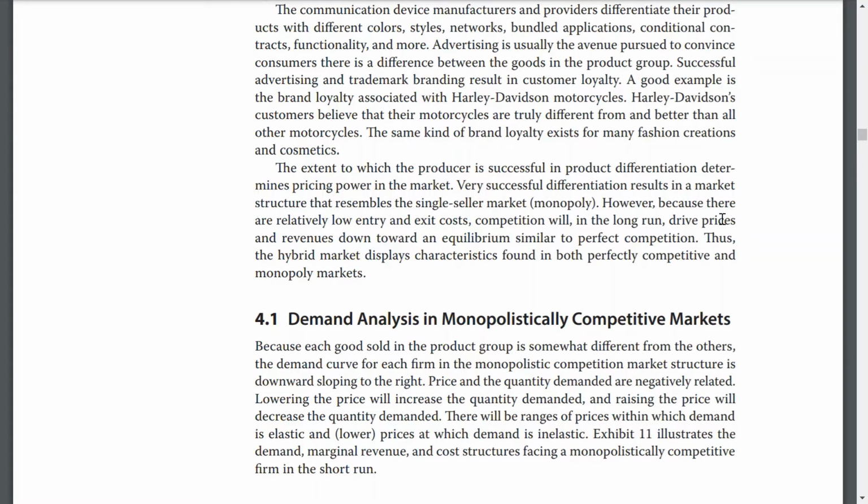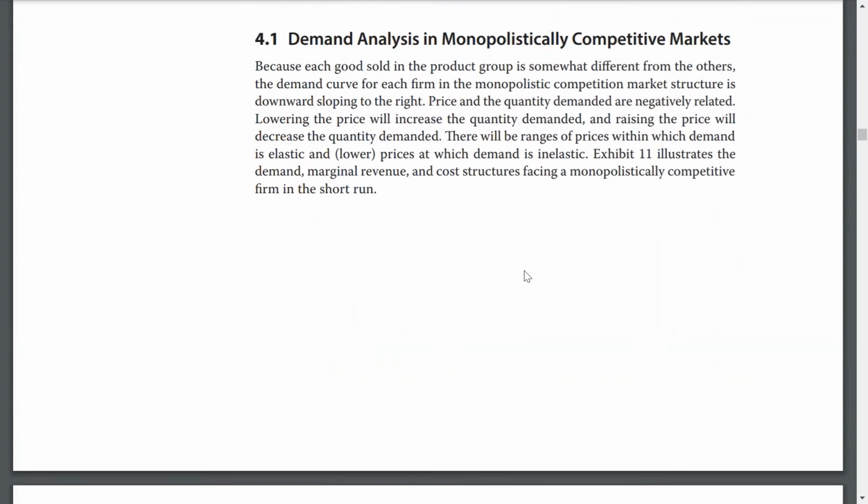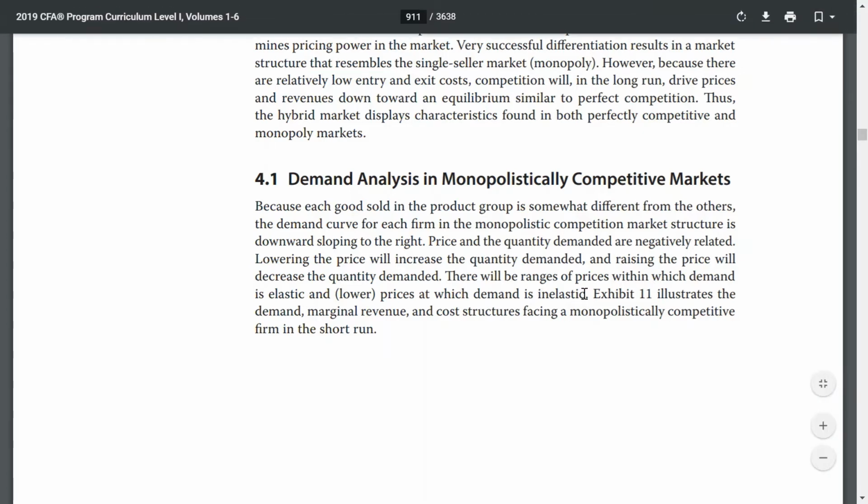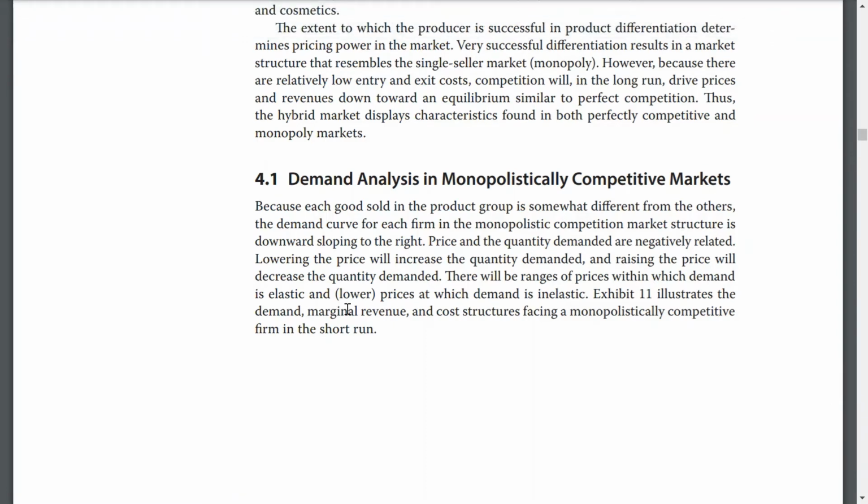4.1 Demand analysis in monopolistically competitive markets. Because each good sold in the product group is somewhat different from the others, the demand curve for each firm in the monopolistic competition market structure is downward sloping. Price and quantity demanded are negatively related. Lowering the price will increase the quantity demanded, and raising the price will decrease the quantity demanded. There will be ranges of prices within which demand is elastic, and lower prices at which demand is inelastic.